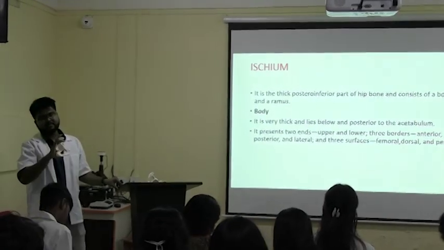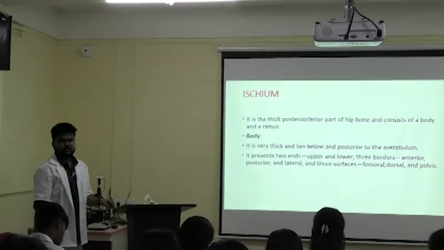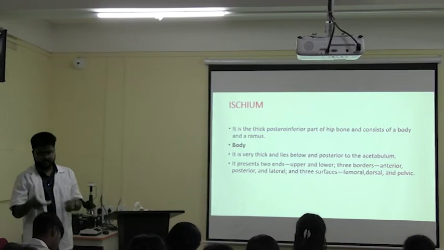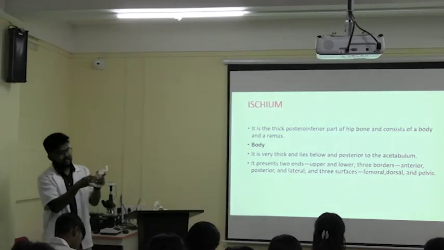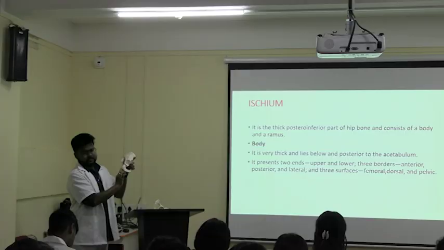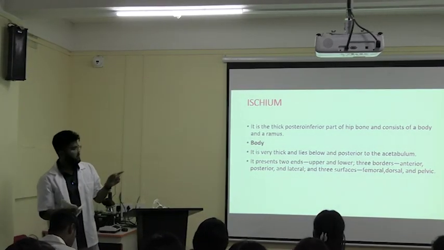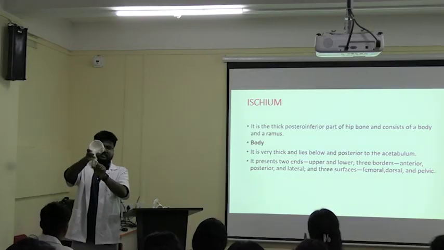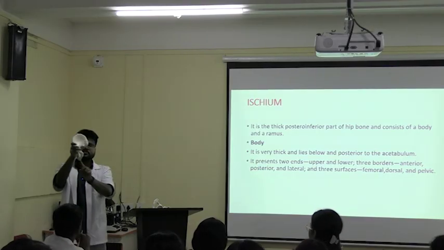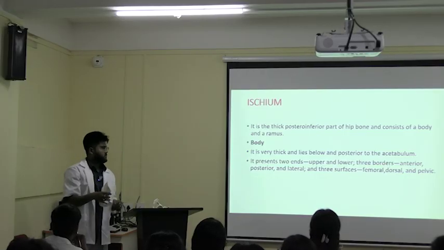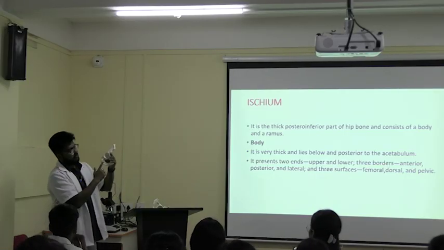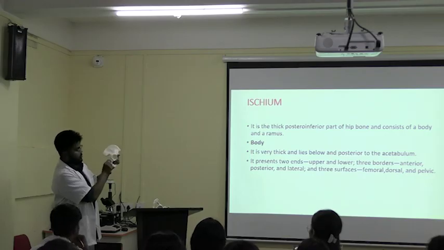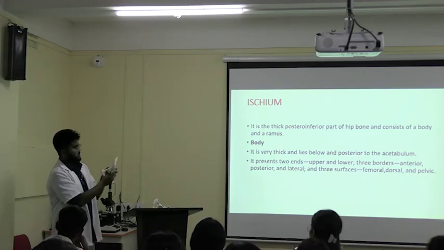So write it down first. This ischium has a body part and a ramus part. In the body you can see the upper end and lower end. This is the upper end and this is the lower end, and three borders: one is the anterior border, another is the lateral border, another is the posterior border. And three surfaces: one is called the femoral surface, another is the dorsal surface, and another is the pelvic surface.